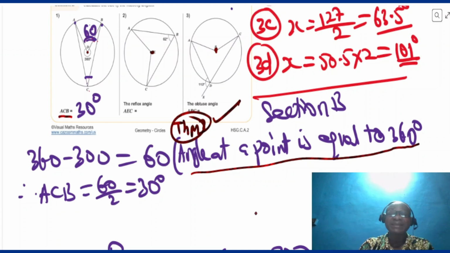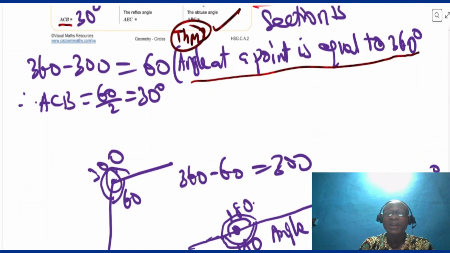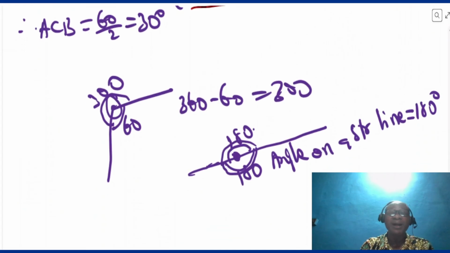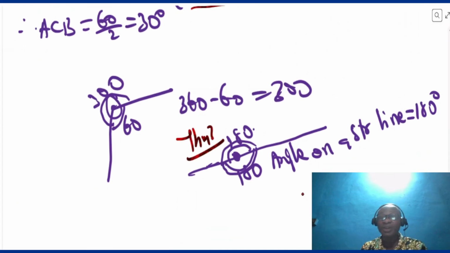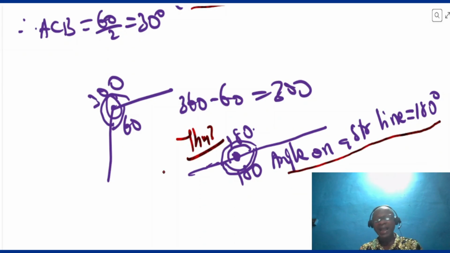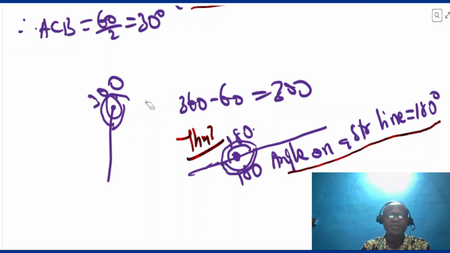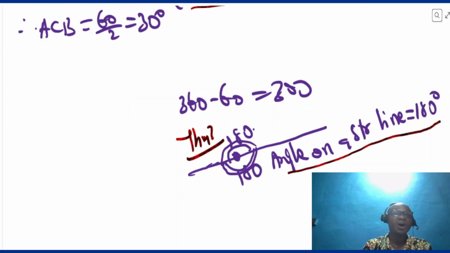Now, the third one I said in the line of summarizing so far is angle on a straight line is equal to 180. This can be theorem 3 now. Okay? What does it say? Angle on a straight line is always equal to 180. Angle on a straight line is equal to 180. That is another thing worthy of giving you as a theory or in the summary, explaining it further.